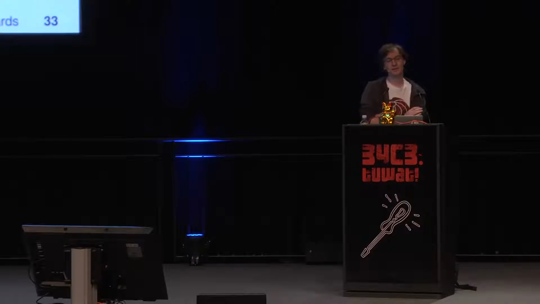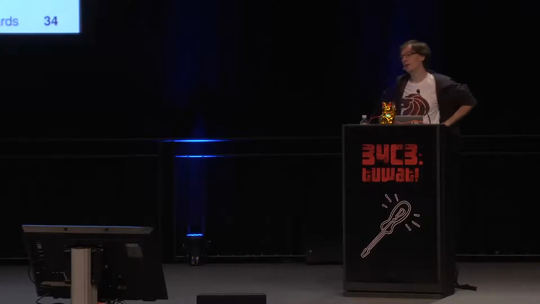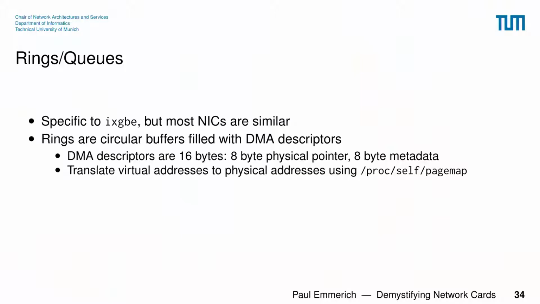NVMe PCI Express disks have queues, and so let's look at queues on the example of the IXGBE family, but you will find that most NICs work in a very similar way. There are sometimes small differences, but mainly they work like this. And these rings are just circular buffers filled with so-called DMA descriptors.